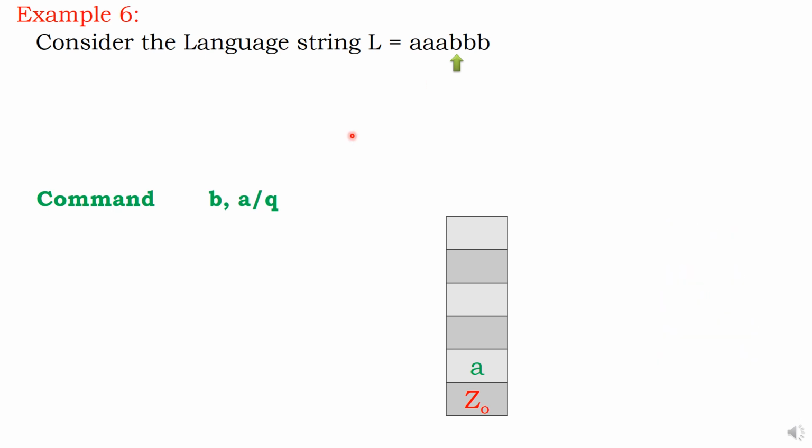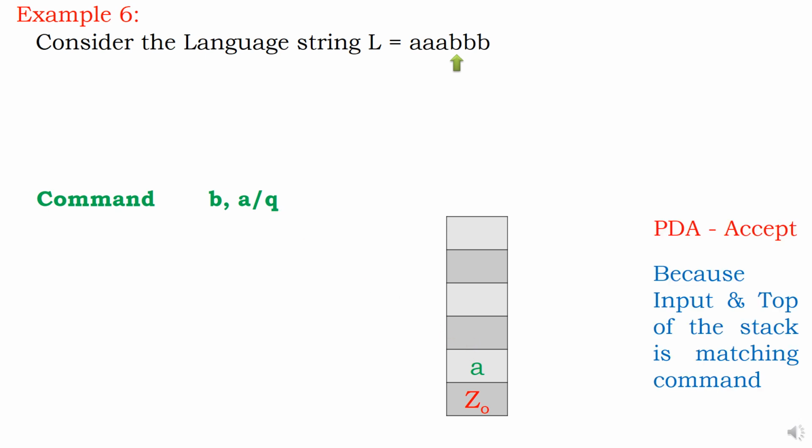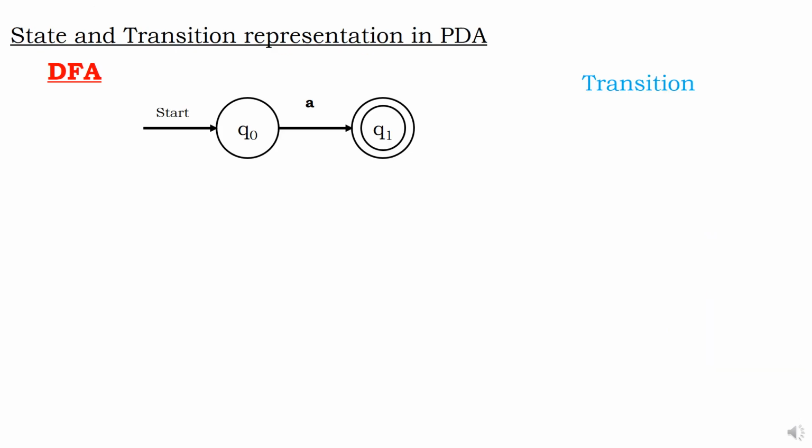Another example. Input, top of the stack. Who is this fellow? Input B, satisfying. Top of the stack A, satisfying. Wow, both are satisfying. Input B is satisfied, top of the stack is satisfied. What should I do? Push Q above this A. Yes, PDA accepts. I pushed Q because both are satisfied.